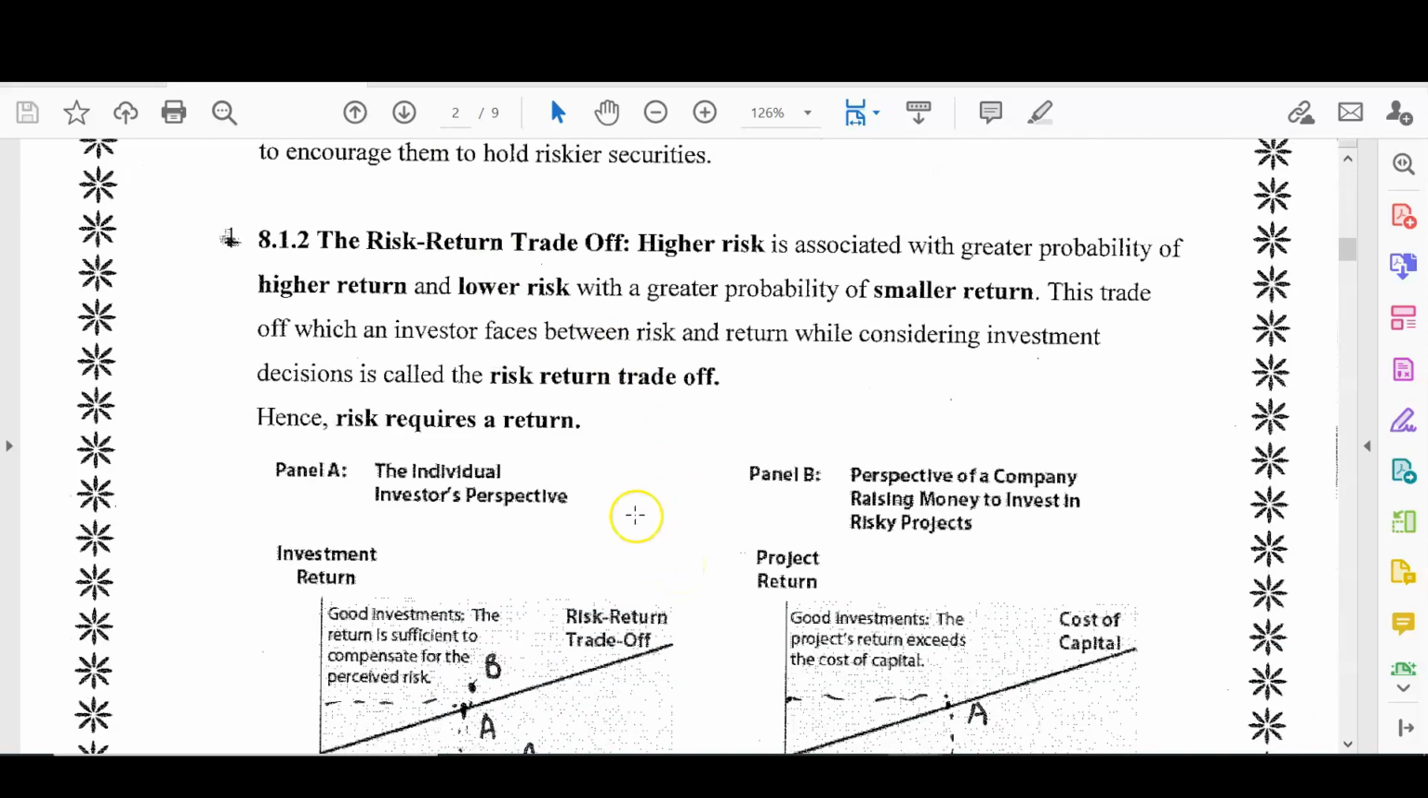We also have the risk-return trade-off theory. Higher risk is associated with a greater probability of higher return, and lower risk is associated with a greater probability of smaller return. This trade-off, which an investor faces between risk and return while considering investment decisions, is called the risk-return trade-off. Higher risk, higher return. Lower risk, lower return. Hence, risk requires a return.